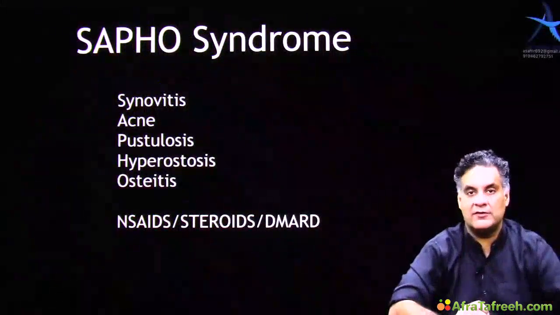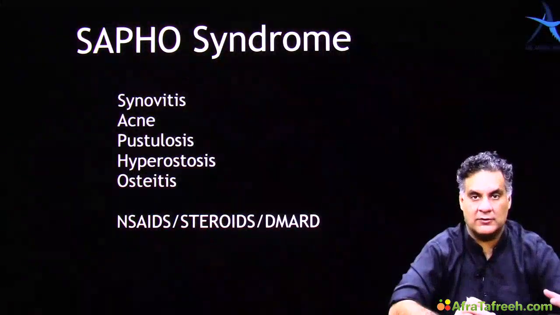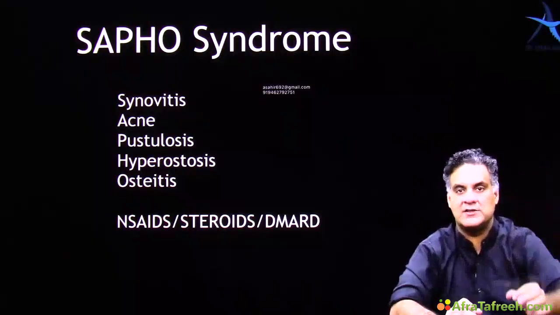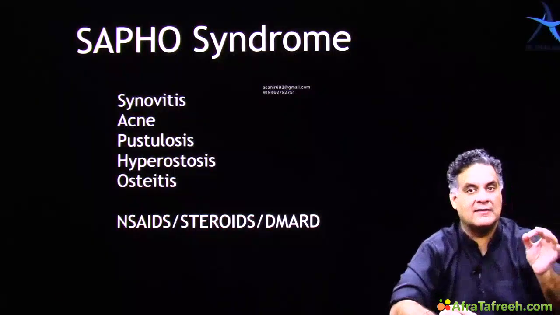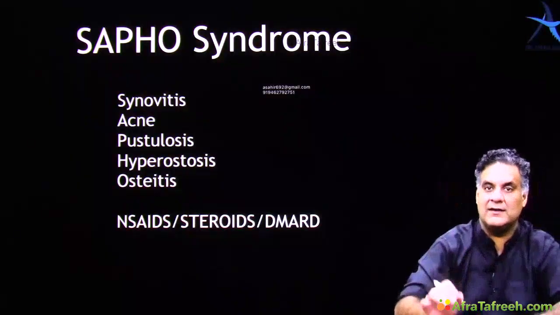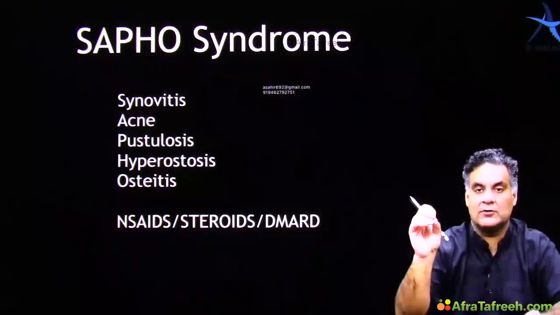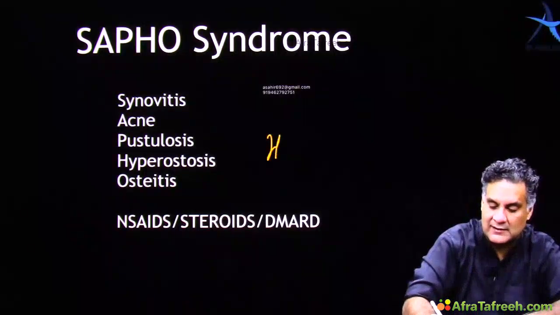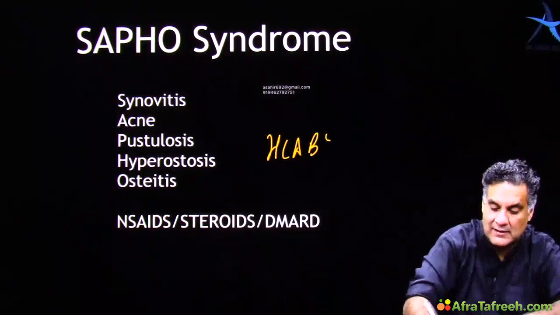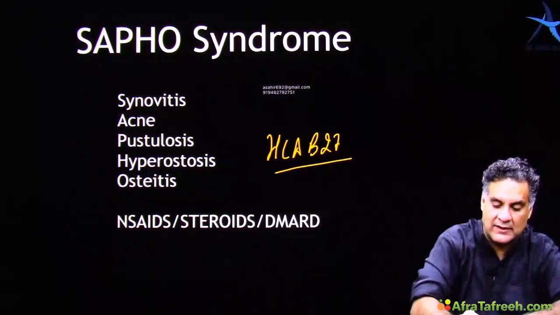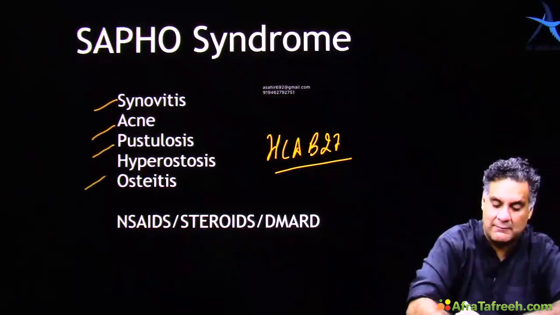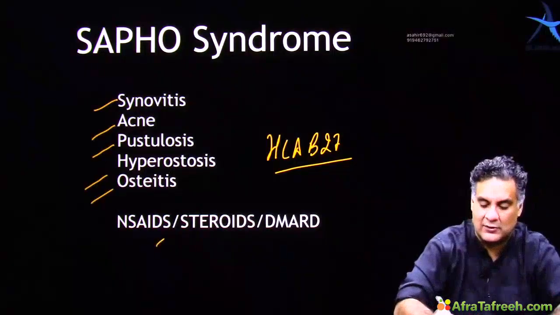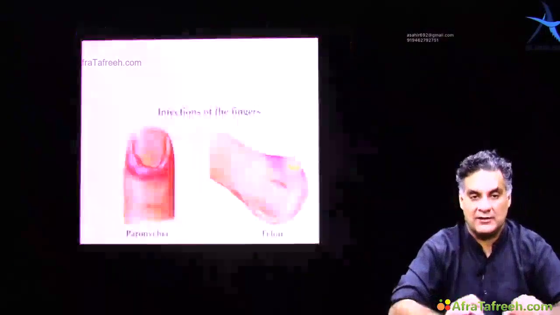When I spoke about salmonella, I told you there can be multifocal osteomyelitis, but if they ask you about salmonella and one more condition which has multifocal osteomyelitis, the answer is SAPHO syndrome. Although it's not an osteomyelitis, it's an osteitis. It's an autoimmune disorder which also has, along with ankylosing spondylitis, HLA-B27 positivity, and it has the acronym synovitis, acne, pustulosis, hyperostosis, osteitis. Just like any autoimmune disorder, it is treated by NSAIDs, steroids, and disease-modifying drugs.